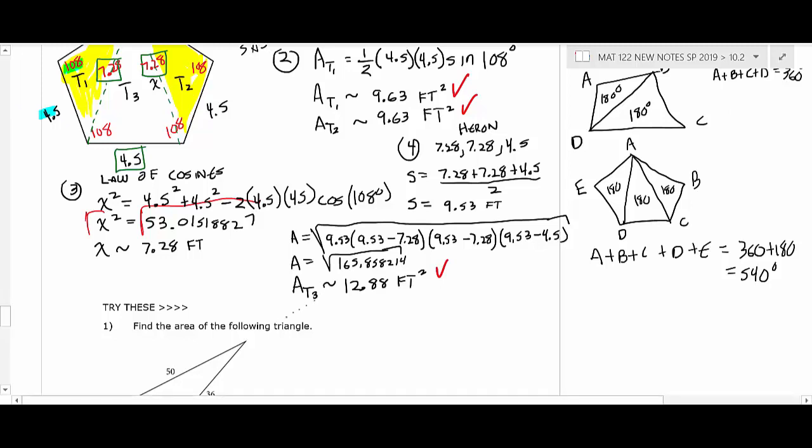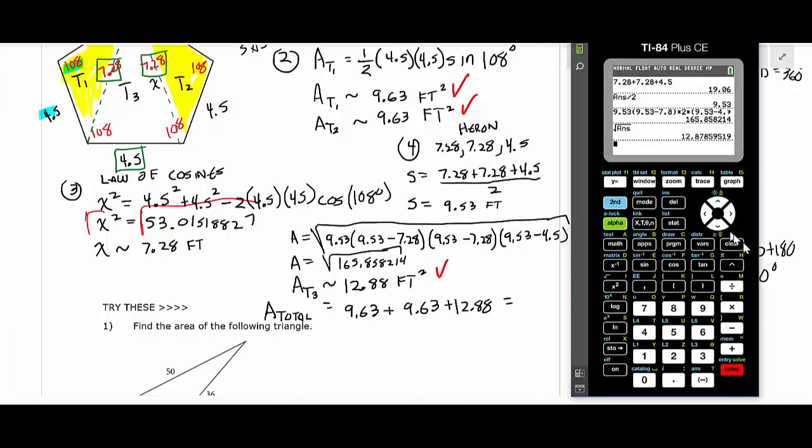So for the final answer, I'm just going to say area total is just going to be 9.63 plus 9.63 plus 12.88. Use my calculator, that'll give the final answer of that problem then. Okay, so 9.63, you can do 9.63 times 2 if you want to, and then add 12.88, and that'll give the total area, which we're going to round as 32.14 square feet.